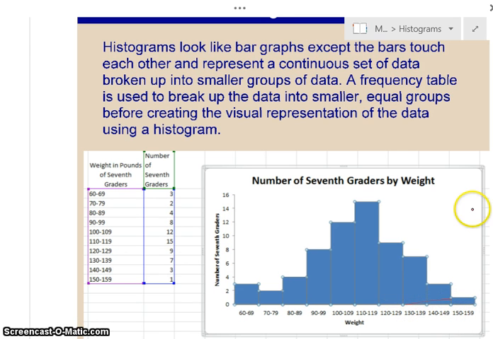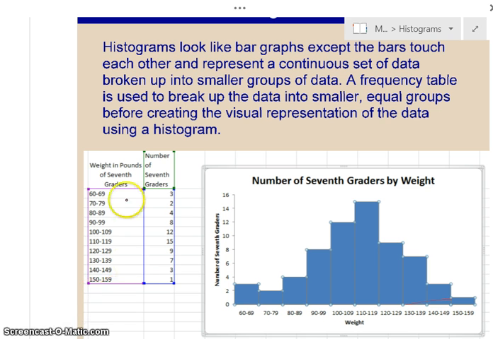So in this particular example, it's the weight in pounds of 7th graders. 7th graders were interviewed, and the data went from 60 pounds to 159 pounds. We broke the data up into intervals of 10 and then counted how many people were in each interval.